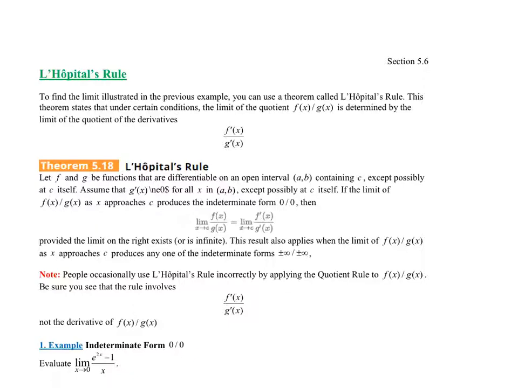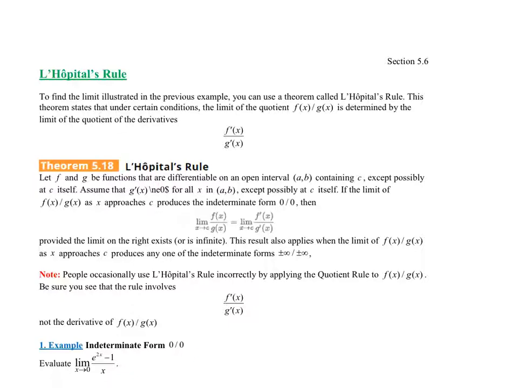So what does L'Hopital's rule allow us to do? Well, let's look at this. It says to find a limit illustrated in the previous example, you can use a theorem called L'Hopital's rule. This theorem states that under certain conditions, the limit of the quotient of f of x over g of x is determined by the limit of the quotient of the derivatives. So in other words, and this is not the quotient rule whatsoever, you find the derivative of the numerator, the derivative of the denominator, and then you find the limit of the derivative of the top over the derivative of the bottom, okay? Not at all like the quotient rule. You're not doing low d high minus high d low, okay? It's nothing like that whatsoever, but here it goes.